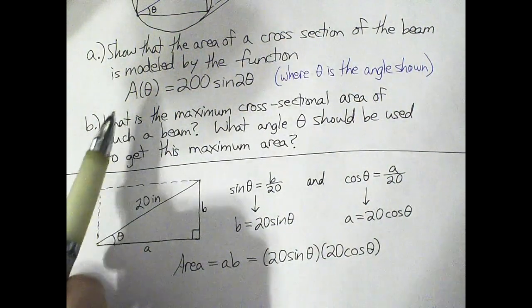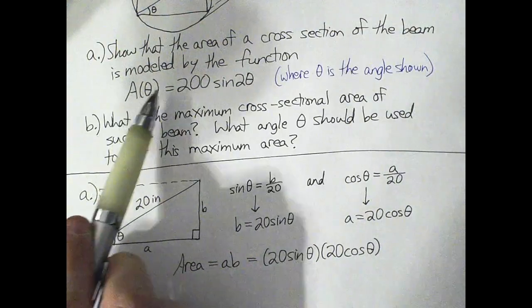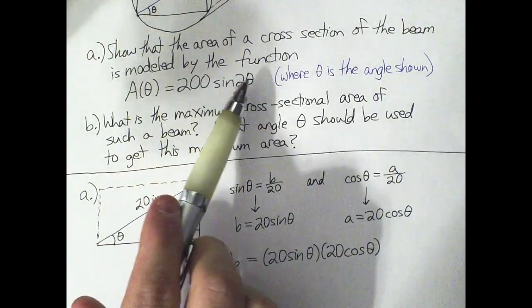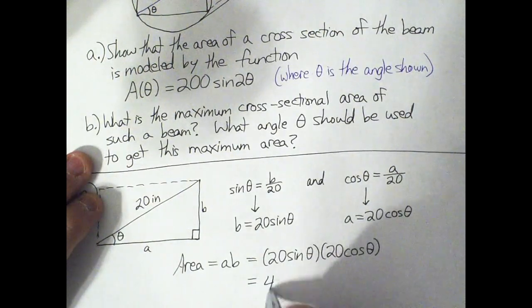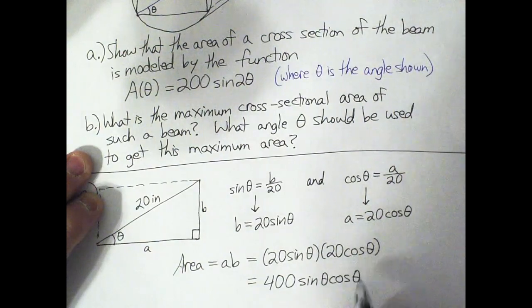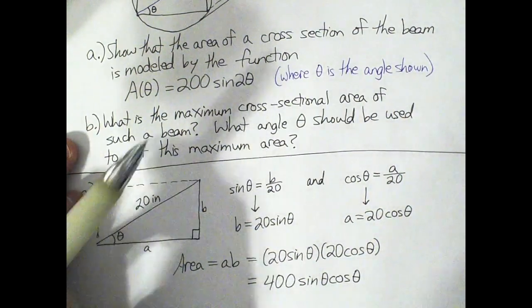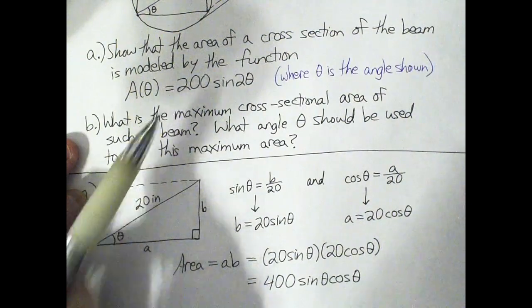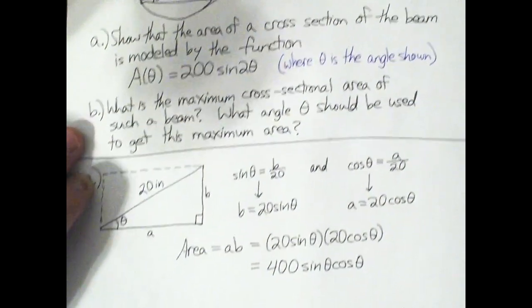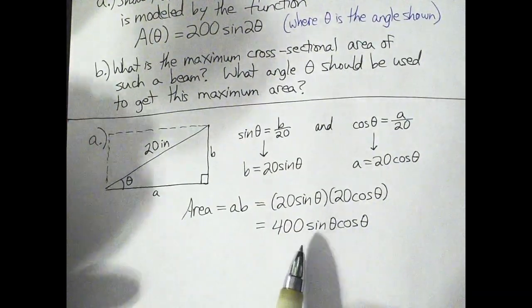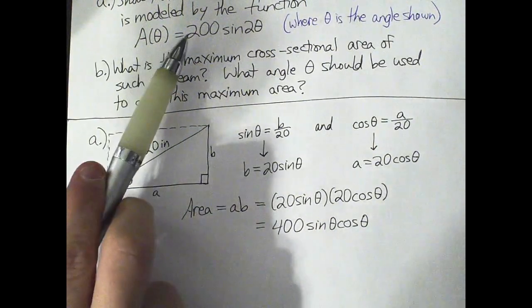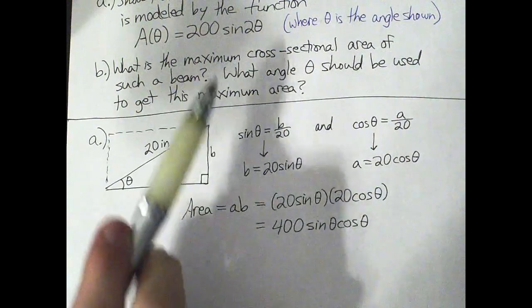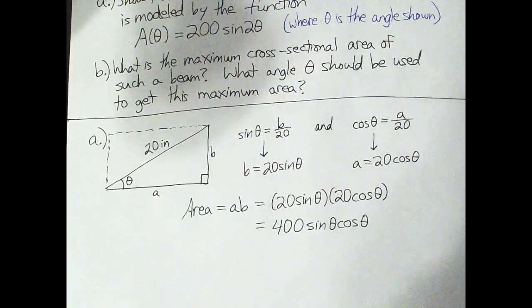The problem said we want to find the area as a function of theta, and we want it to be 200 sine 2 theta. That's not really what we found here. What we found is 400 sine theta cosine theta. Like, that's the area that we found. It doesn't really look like what the problem said. Do you think we can get what we have into this form? Do you think that those are equal to each other? Yeah, I think so.